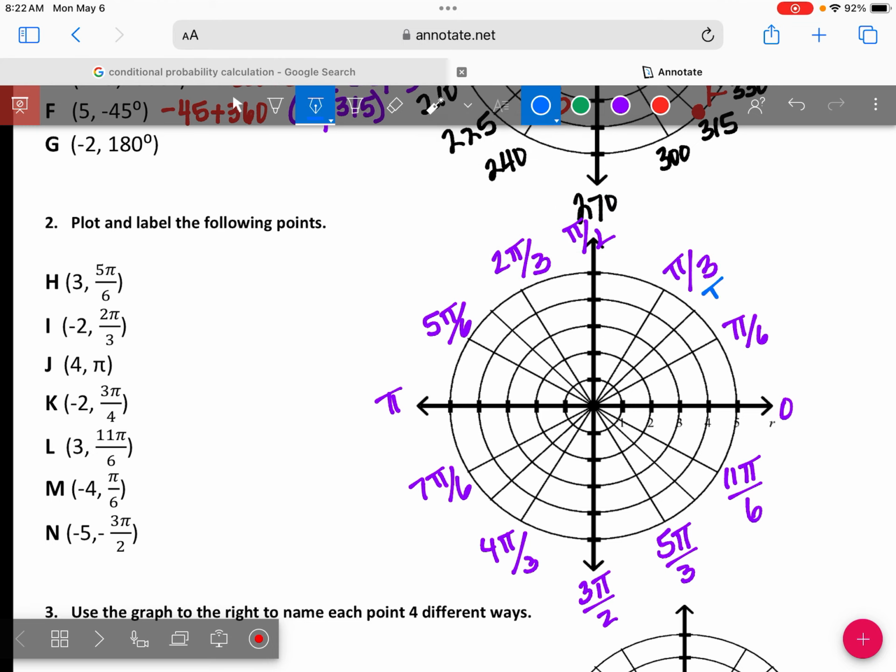So I got 1/4, 2/4, 3/4, 4/4, 5/4, and 7/4. And of course, 0 can be the same as 2 pi. So we're going to just label them again, except now all of our angles are in radians.